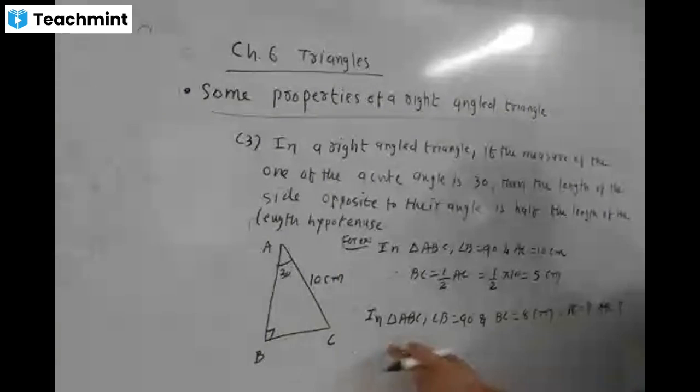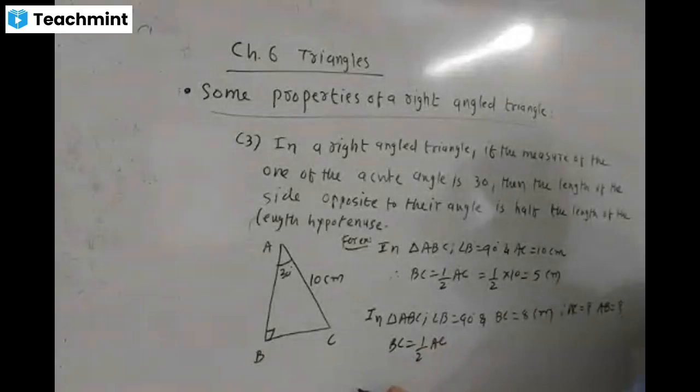So BC is equal to 8 centimeter. Therefore BC is equal to 1/2 AC. 8 is equal to 1/2 AC. Therefore, AC is equal to 8 multiplied by 2. Therefore, AC is equal to 16 centimeter.